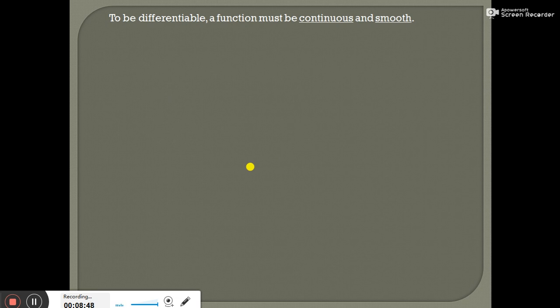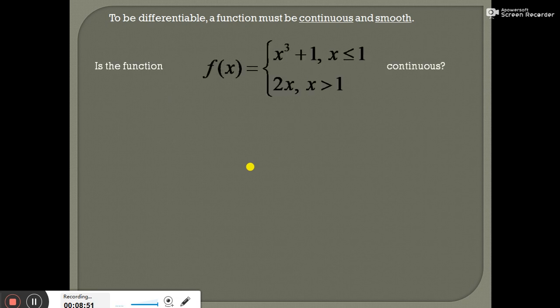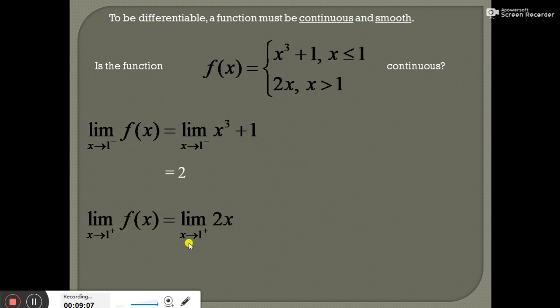And now to be differentiable, a function must be continuous and smooth. Is this function continuous? That means we have to find the left hand limit, limit x tends to 1 negative f(x). For the left hand limit we have x cube plus 1, that is equal to 2. And for the right hand limit we have to consider this function f(x) = 2x, that is also equal to 2. It means left hand limit and right hand limit both are equal, the limit exists, and the value of the function at x = 1 is 1 plus 1, that is also equal to 2, and therefore this function is continuous.